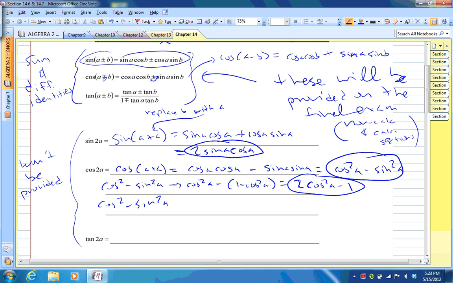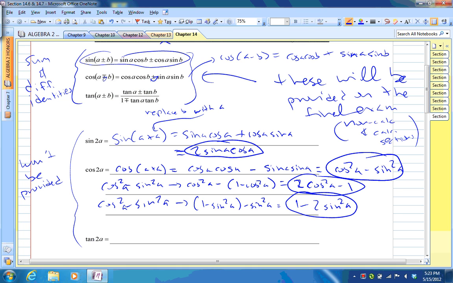Or you could replace cosine squared A with 1 minus sine squared A. So you get 1 minus 2 sine squared A. So there are 3 variations of cosine 2A.